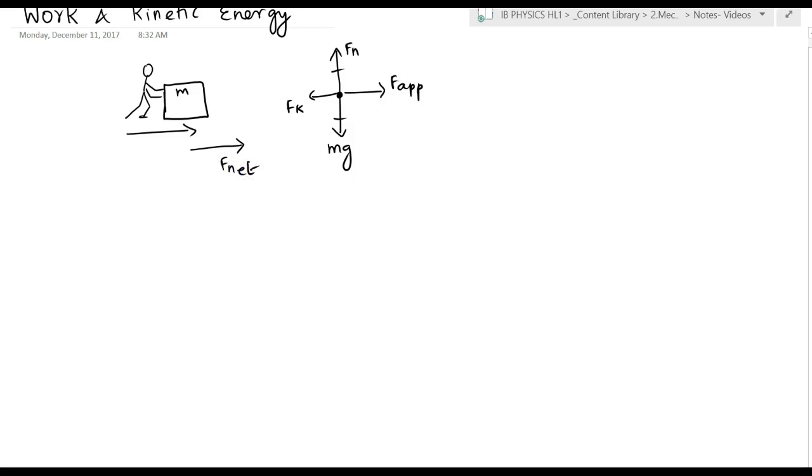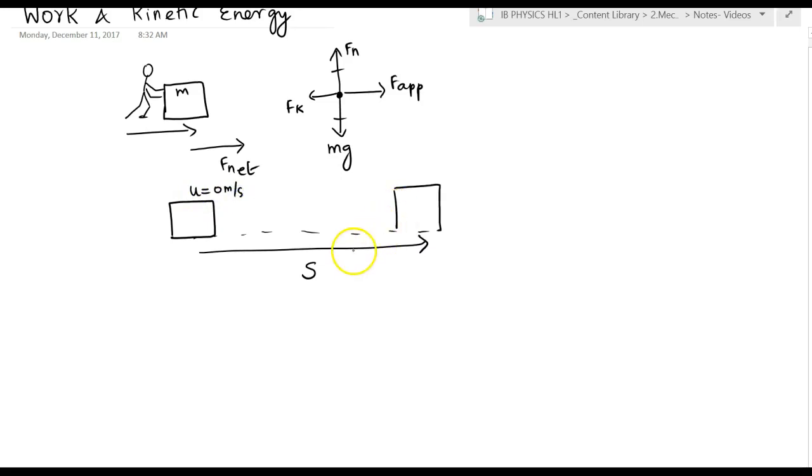Since the block experiences an acceleration to the right, it is going to get displaced to the right, and let's say in a time interval t, the displacement is s. It started from rest with a velocity of 0, and at the end of a displacement s, it is going to have some final velocity, denoted here by v. We want to calculate how much work the net force does on the object.